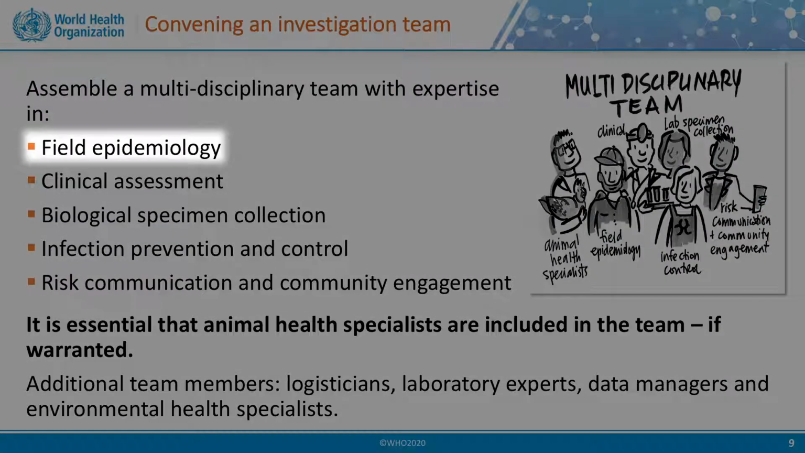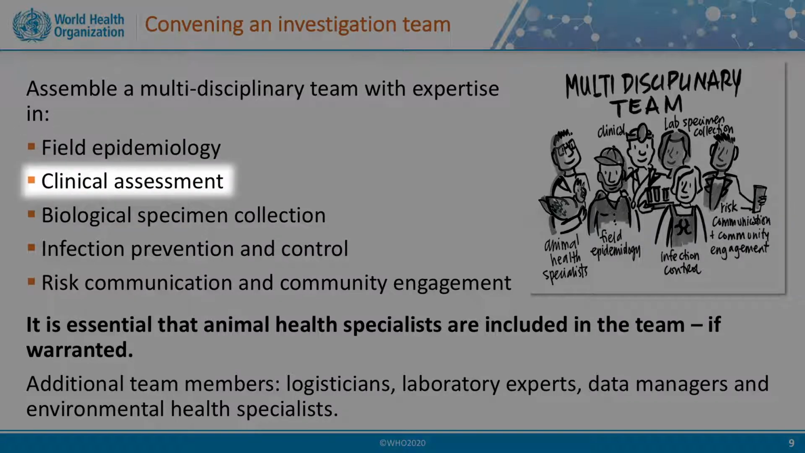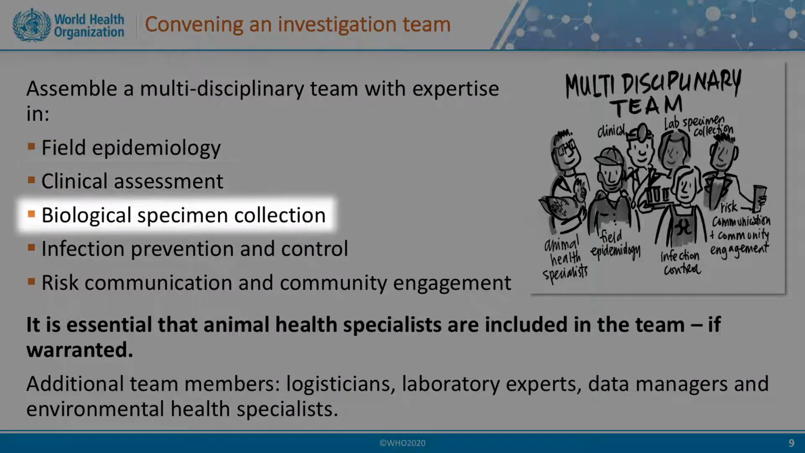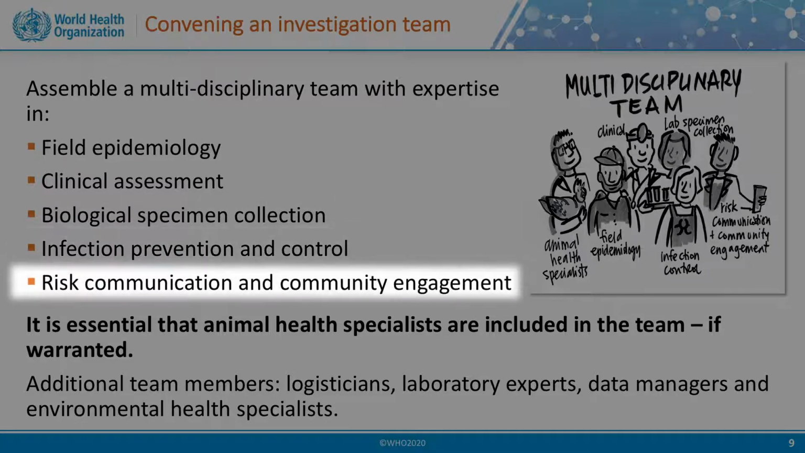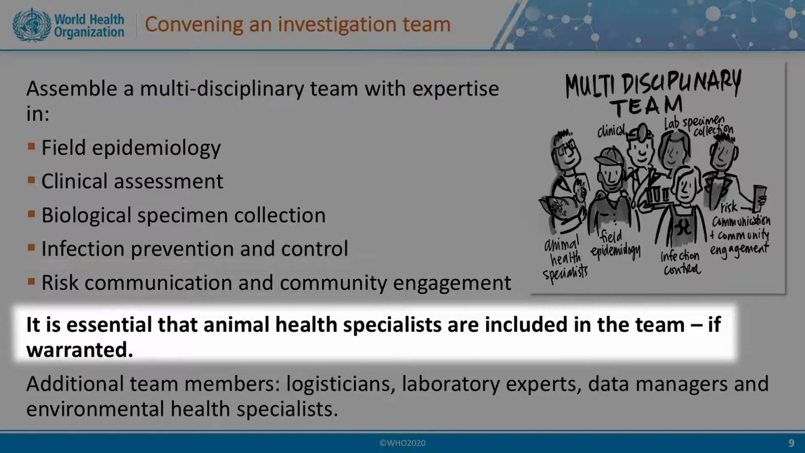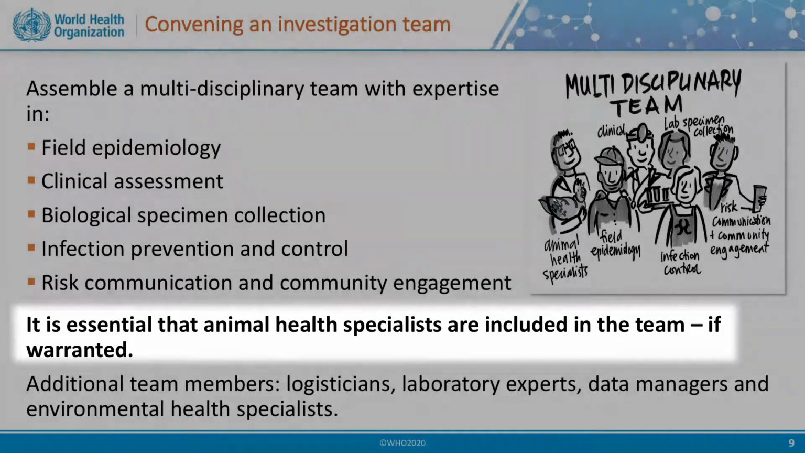These include epidemiologists, clinicians who could provide clinical assessment, laboratorians or virologists who can do biological sample collection and advise on the right types of specimens that can be collected, infection prevention and control specialists, and importantly, risk communication and community engagement specialists. If an outbreak occurs in an area where the exposure of interest happens to be an animal, it's essential that you have animal specialists included in the team.